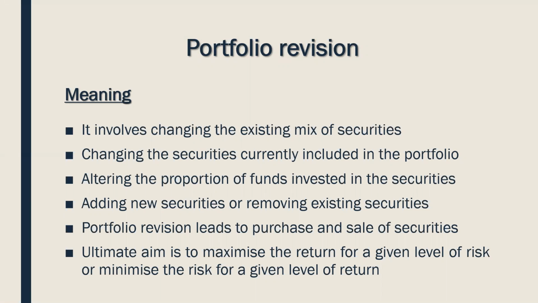Now you want to change the proportion of investment in the funds. Suppose your total investment in equity funds was 60% and in debt funds was 40%. You now wish to change that proportion. You wish to reduce the percentage of investment you made in risky securities like equity shares, and you wish to invest more in secure investments like debentures or bonds. So you could change the proportion of funds, or you could change the type of securities.